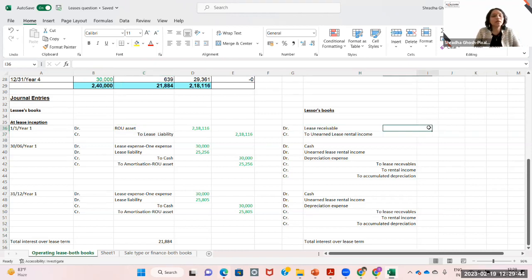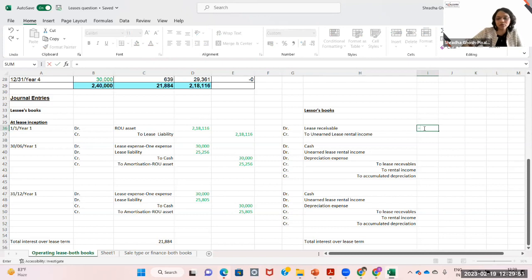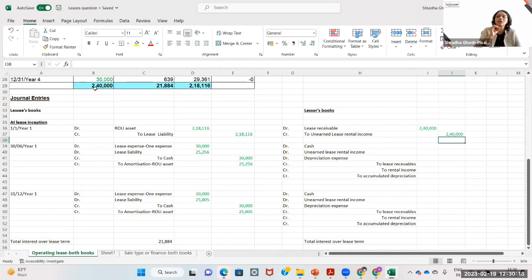On the contrary, what you can do is also this. On the day the contract is entered into, the lessor has a right to receive the full $240,000, because that's the value of the entire receivable over the lease term. The moment I enter into a lease contract, I get a right to a receivable of 240, and I will book an unearned revenue. It's like a rental contract that has been signed, which the lessee cannot avoid.